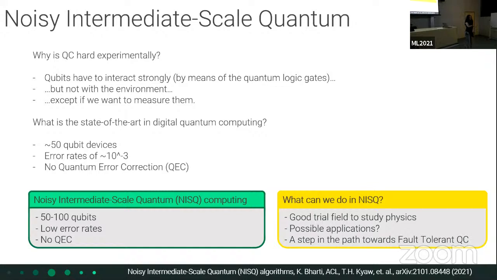That's the big question, as they were asking before. We don't know exactly yet if NISQ will carry any quantum advantage, but what we can do, of course, is that it's a good trial field for studying physics, because we have now these experimental devices, and we are dealing with quantum matter in a different way, and we are exploring what the physics of this matter is. So even if our goal is not to build a quantum computer itself, we are learning a lot of things about quantum technology. So only the path is extremely interesting from a physical point of view.